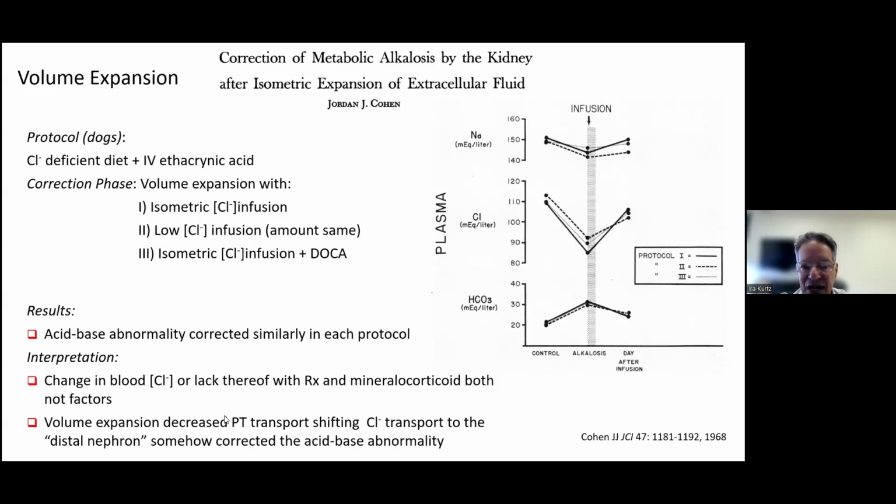They hypothesized decreased proximal tubule transport of chloride, shifting it to the distal nephron, and somehow chloride in the distal part of the nephron was doing the work in correcting the bicarbonate. And that actually was very prescient because that's, in a certain sense, how we think about it now with Pendrin in the collecting duct. And this was 1968 when this thought first appeared in print, that somehow chloride getting to the distal part of the nephron is what is doing it.